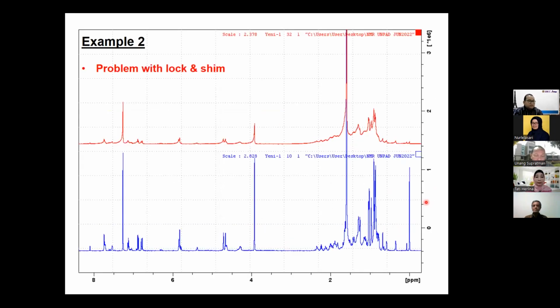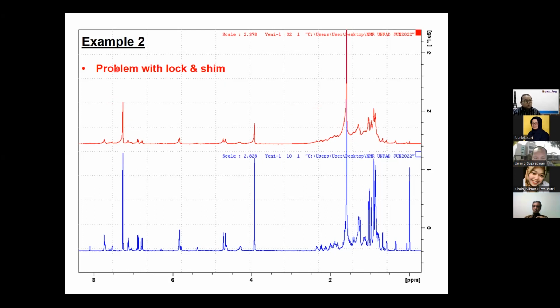Okay. The example number 2. If you have a problem with lock and shims, if you run without considering the lock and shim of the NMR, you have to run again. After you run again, you will get a very nice spectrum. This only happens with a small quantity. So this is what you have to do.